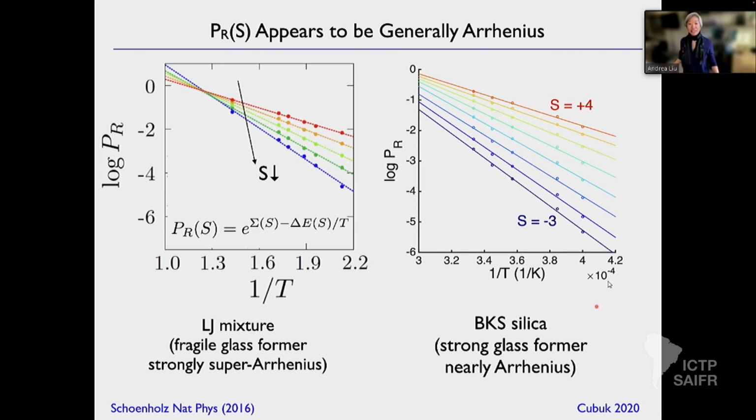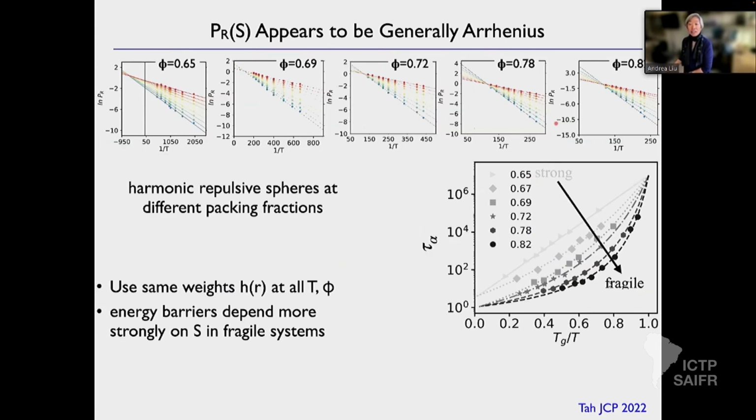And this is general. It's not just true for the Lennard-Jones, it's true for silica, just a strong glass former, a totally different system. These are jammed particles, particles with harmonic repulsions. If you look at them as a function of temperature at different packing fractions, it turns out that you can tune them from being strong to fragile, so from being Arrhenius to strongly super-Arrhenius. So here, this straight line is Arrhenius behavior, and strongly super-Arrhenius is high curvature upwards.